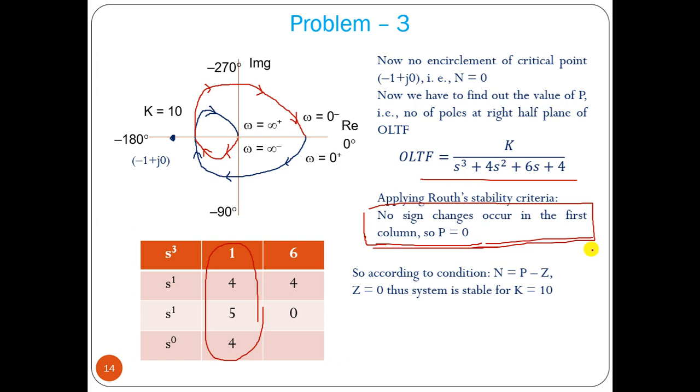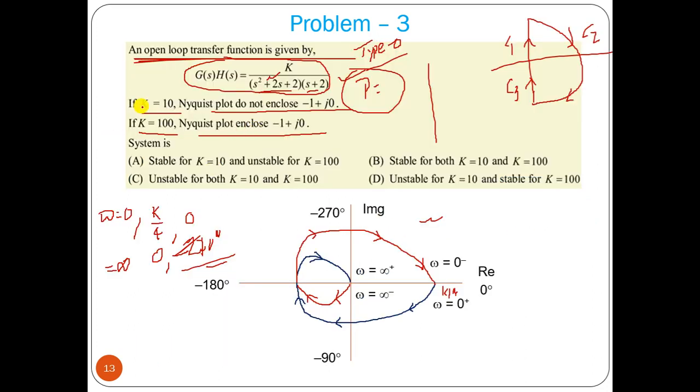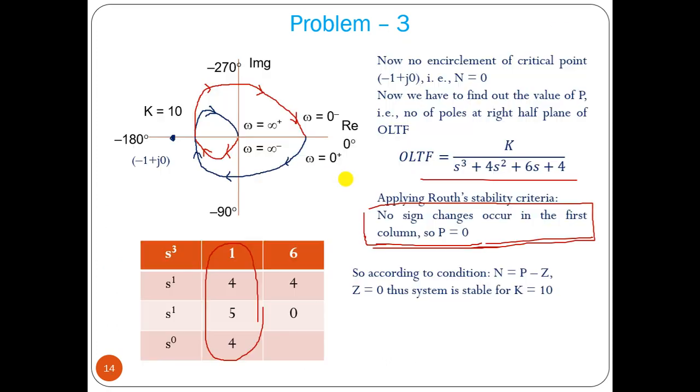P equal to 0. Now, what is given here is that for k equal to 10, the Nyquist plot does not enclose minus 1. So the minus 1 point is here.